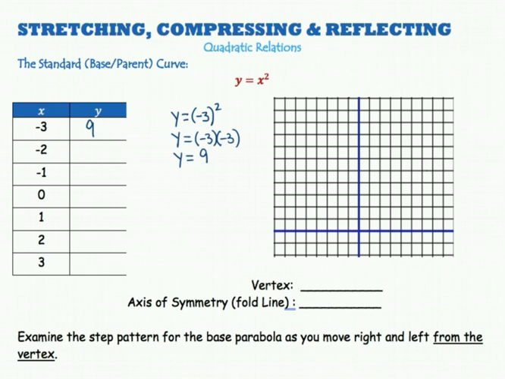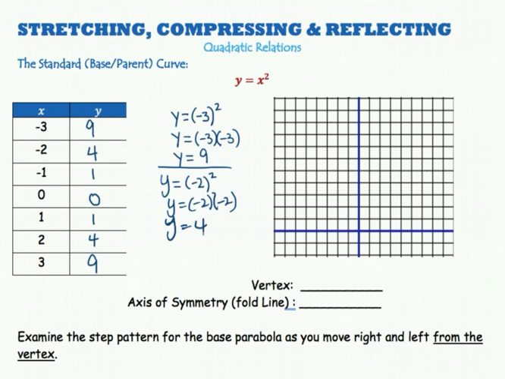Do the same thing with -2. Again, we're going to plug it in. So it's the same as -2 times -2, which is +4. And plug it in. From there, hopefully you can calculate the rest in your head: -1 times -1, 0 times 0, 1 times 1, 2 times 2, 3 times 3. So then graph the table values now.